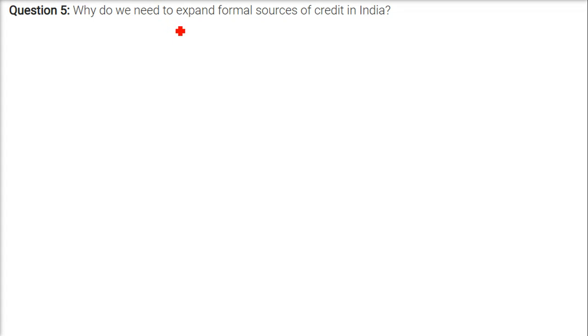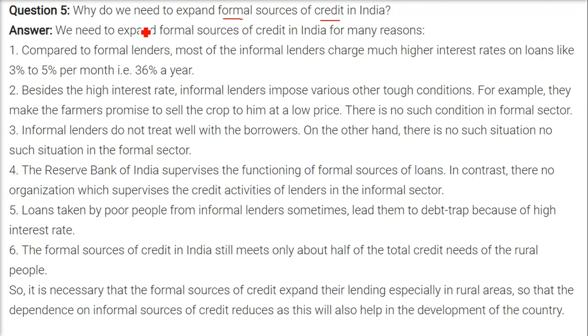Why do we need to expand formal sectors or formal sources of credit in India? See, there are two sources which provide credit in India, or people take credit from two sources: formal sources and informal sources. The formal sources include banks and the Sahkari Samiti or the cooperatives, and the informal sources, the money lenders, your friends, your relatives, etc., come under informal sources. So we need to expand the formal sources of credit.